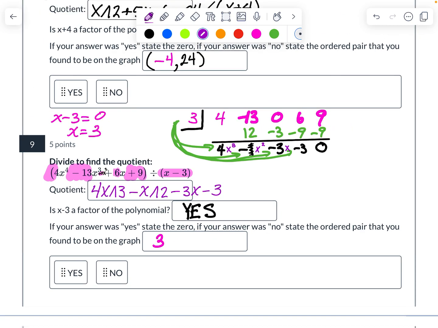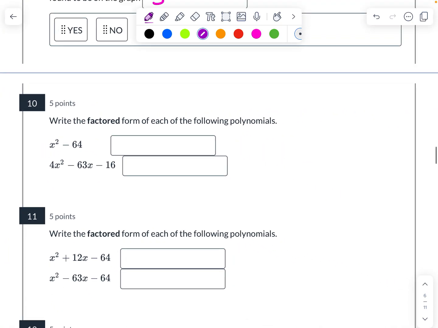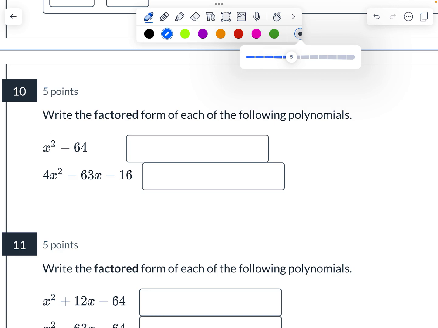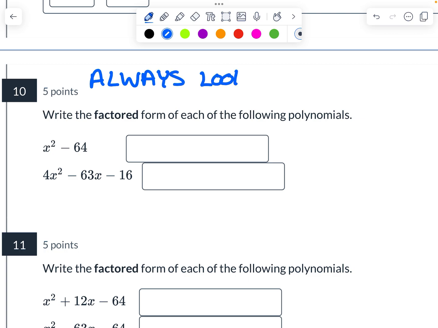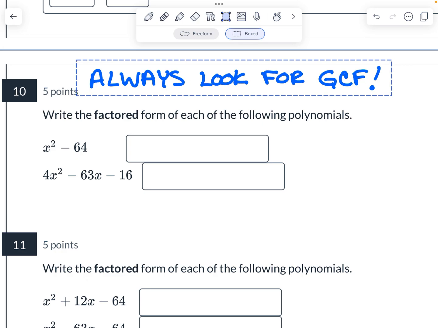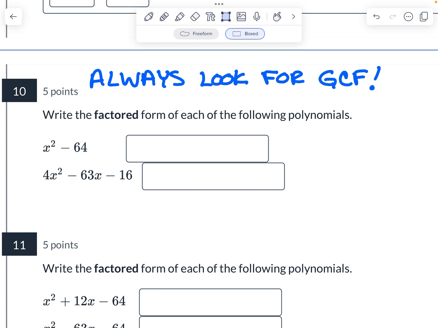All right. Is there any more division? We are done dividing. Okay, now we are factoring. Step 1. Always look for a GCF. Always look for a GCF. Each and every time. In this particular case, there is not one.